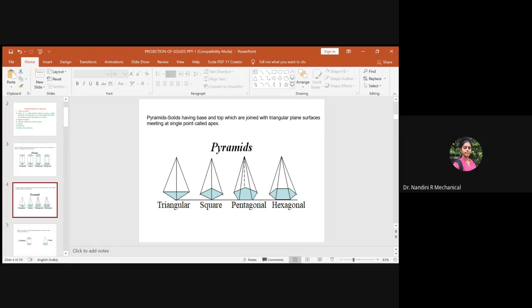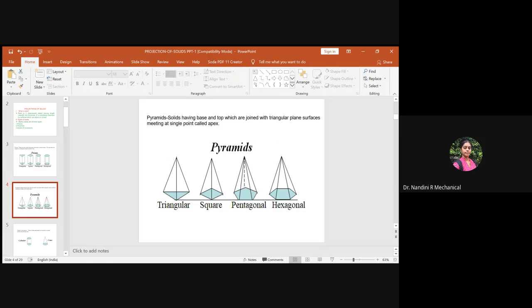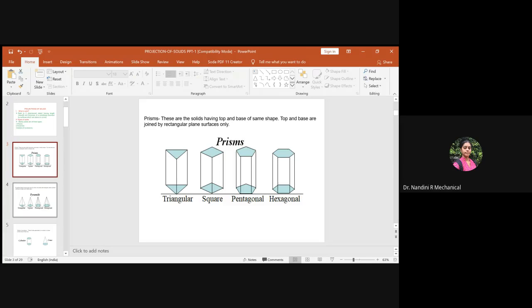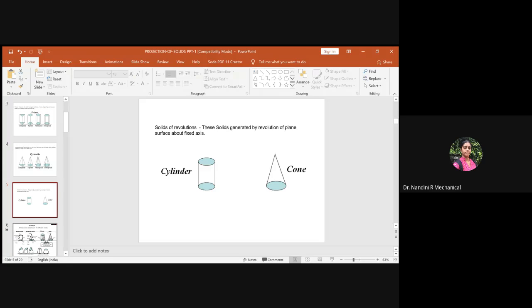This is about pyramids. So I hope you're clear with respect to prisms and pyramids. You have to solve problems with respect to each category of prisms, and similarly with respect to each category of pyramids also. And then there is a last type of classification, what we call solids of revolution.